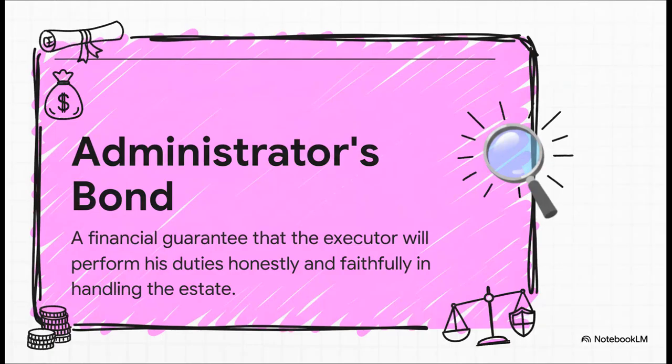All right, today we're tackling Rule 81 of the Rules of Court, and this is all about the financial safeguards in settling an estate. Now, at the heart of it all is something called an administrator's bond. So what is that? Well, the easiest way to think about it is like a safety net, or maybe an insurance policy. It's put in place to protect everyone involved, the heirs, the creditors, by making sure the person in charge of the estate does their job honestly and by the book.